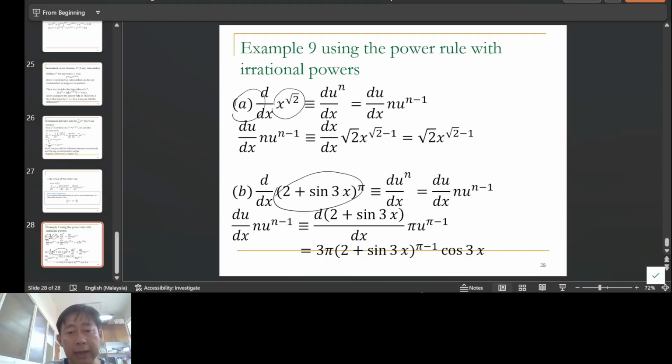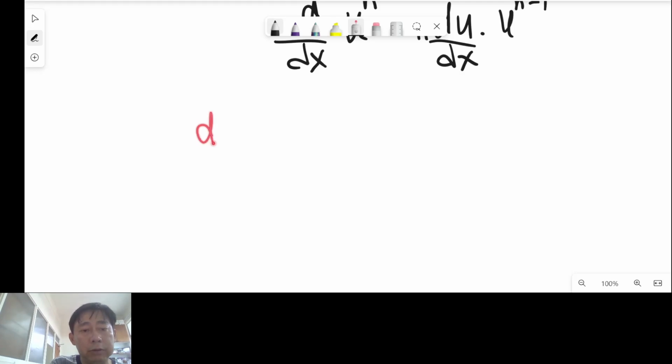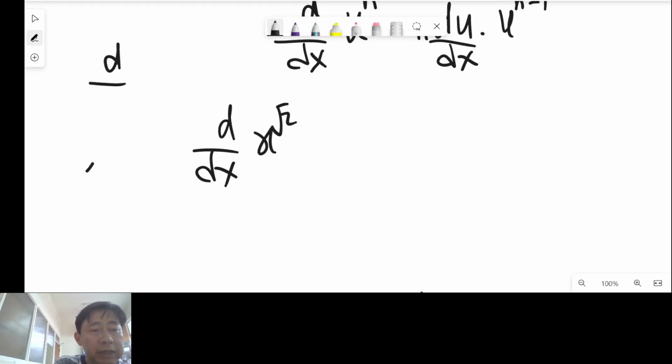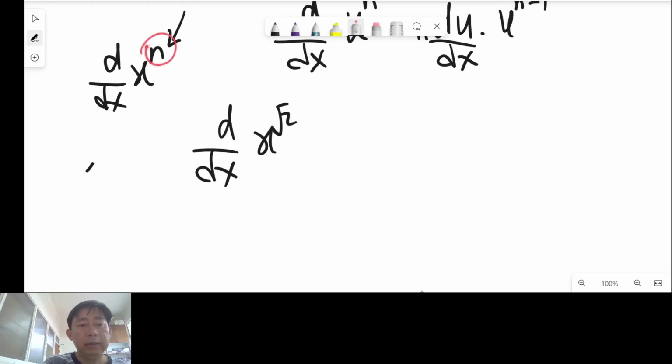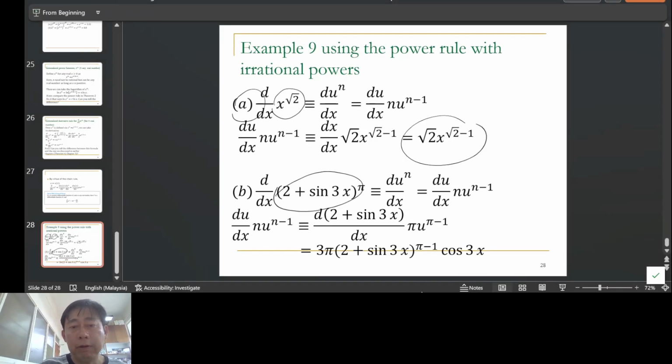Okay, so example A here is d/dx of x raised to the power of square root of 2. Remember, we are doing the differentiation of x to the power n, where n is an irrational number. Here n is just the square root of 2. And the answer is very simple: it's equal to n x^(n-1). So here you just replace n by square root of 2: x raised to the square root of 2 minus 1. As simple as that. That is the result for the first example.